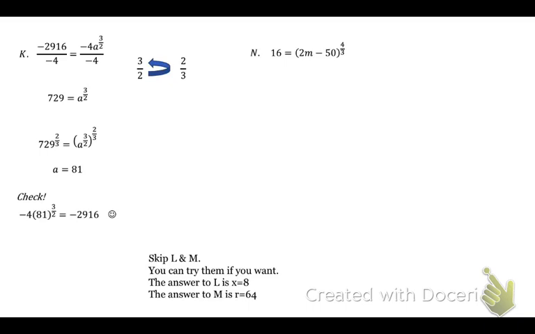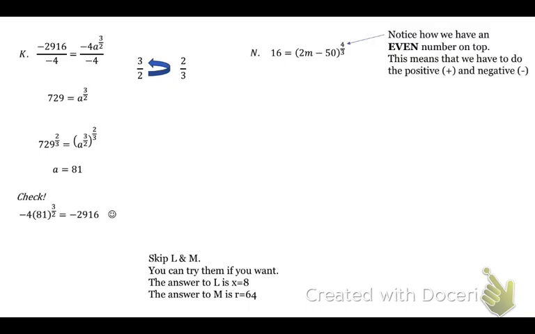Let's look at N. So again, we have an even power on top, so we have to do the plus or the minus. 4/3, we're going to flip that. That's 3/4. So 16 to the 3/4 power equals 2m minus 50 to the 4/3 power to the 3/4 power. So you get 8 equals 2m minus 50, and negative 8 equals 2m minus 50. You have to have both, positive and negative, because it's an even power on top there.